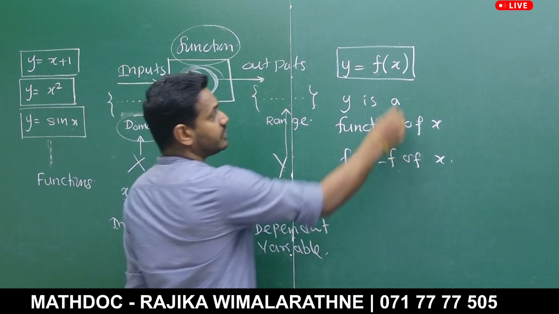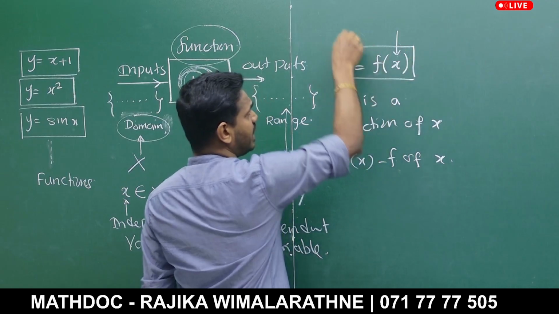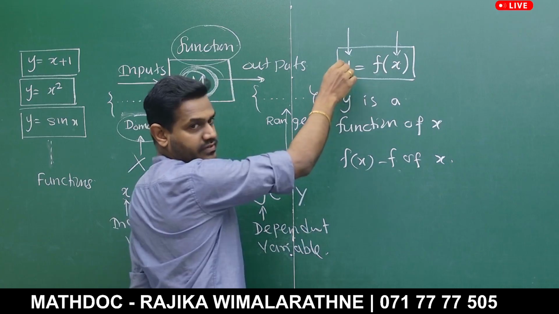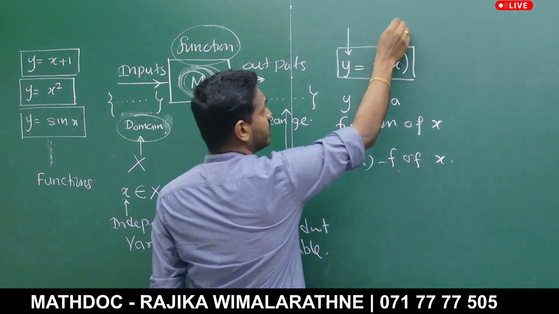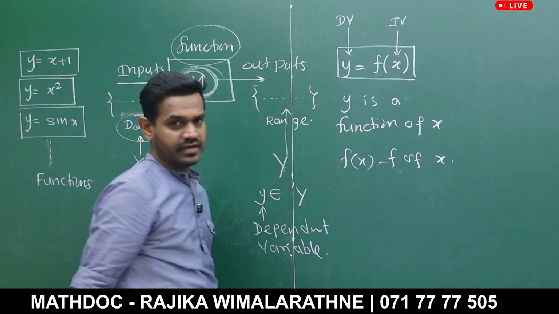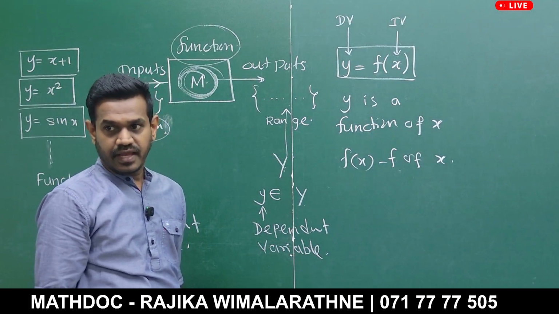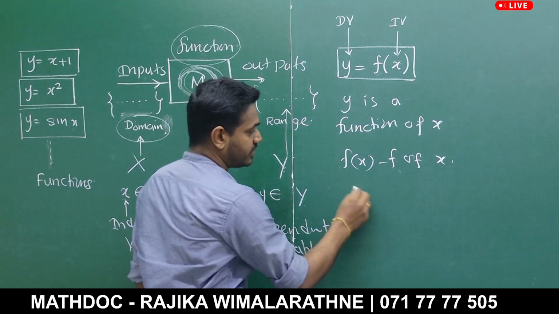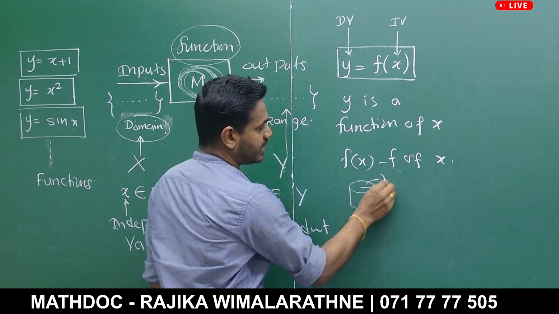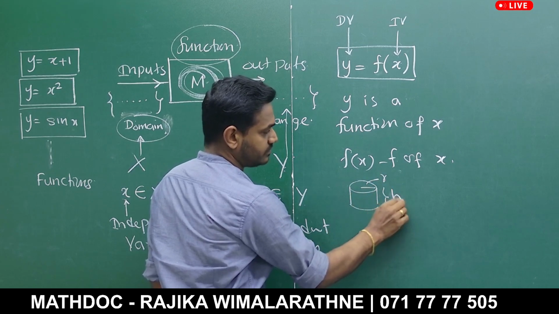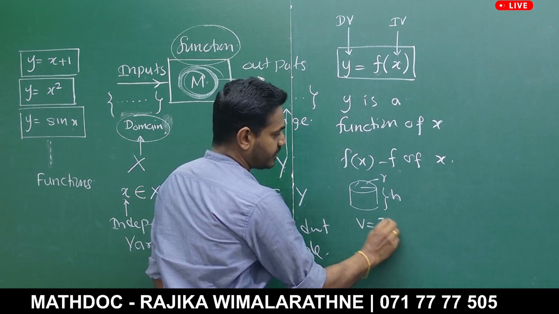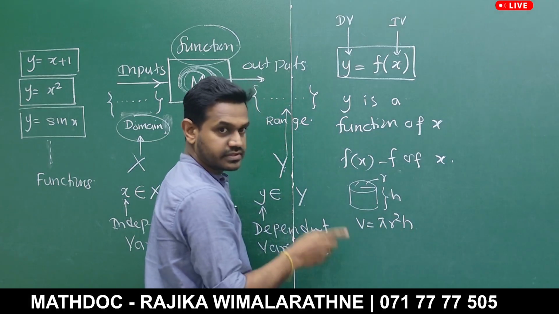Now you identify, we have a variable inside here and a variable outside here. Here is the input variable, here is the output variable. This is called the independent variable and this is called the dependent variable. Consider a cylinder with radius r and height h. Then we denote the volume by pi r squared h. This is also a function.